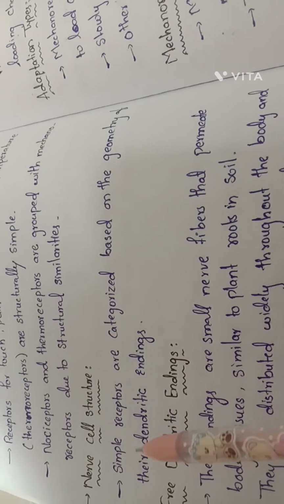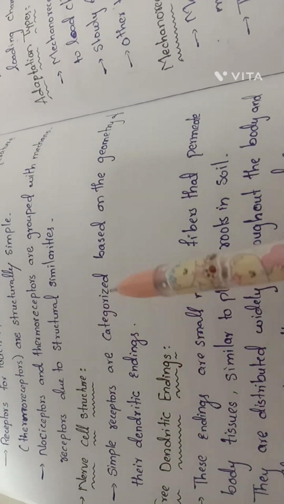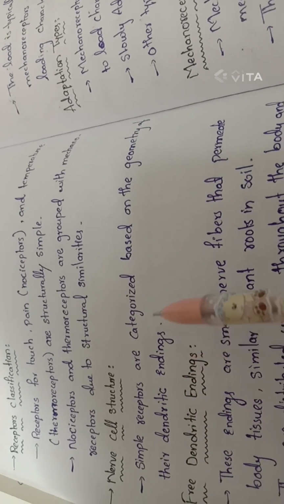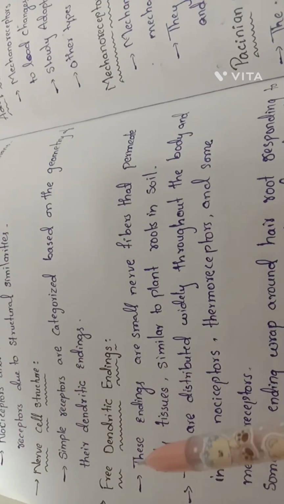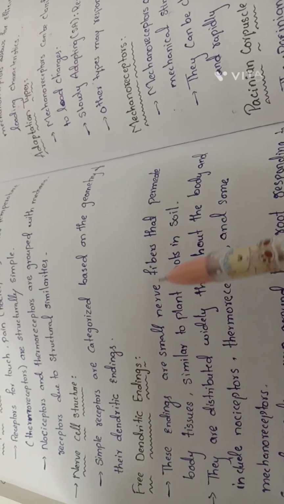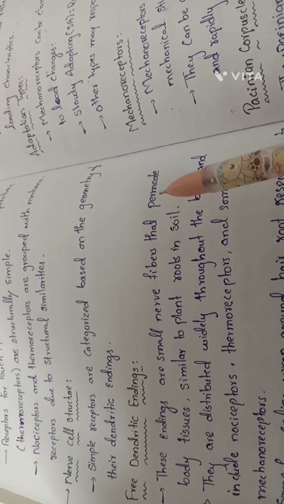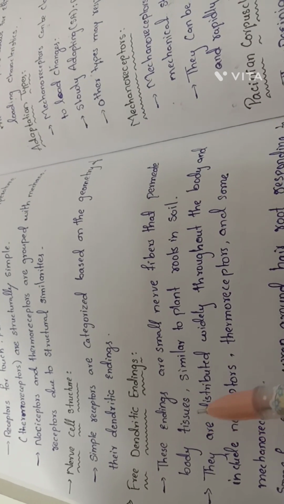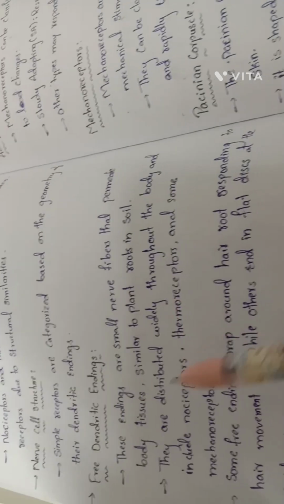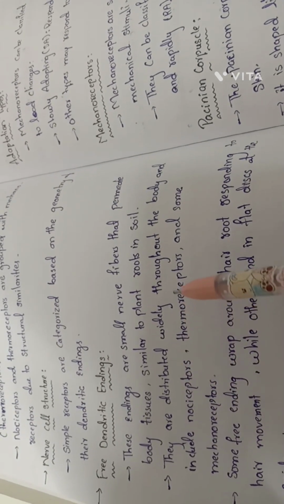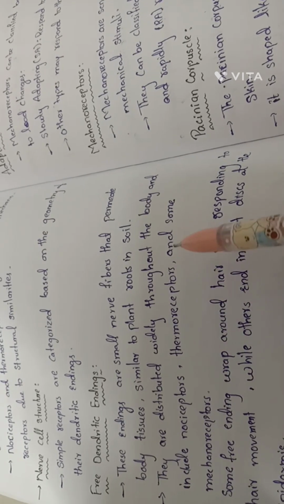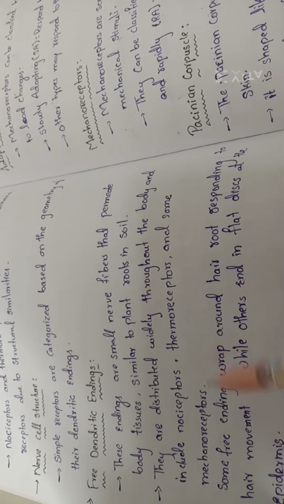Nerve cell structure. Simple receptors are categorized based on the geometry of their dendritic endings. Free dendritic endings are small nerve fibers that permeate body tissue, similar to plant roots in soil. They are distributed widely throughout the body and include nociceptors, thermoceptors, and some mechanoreceptors.